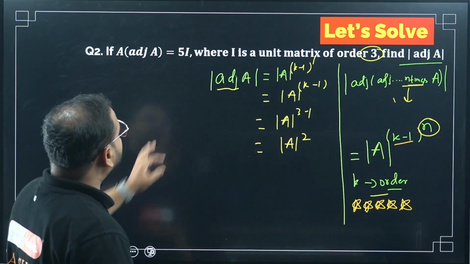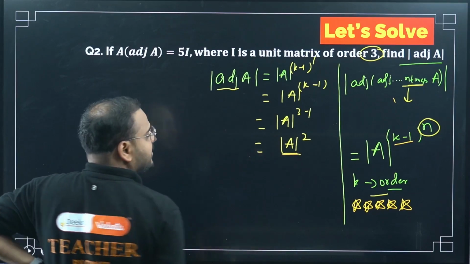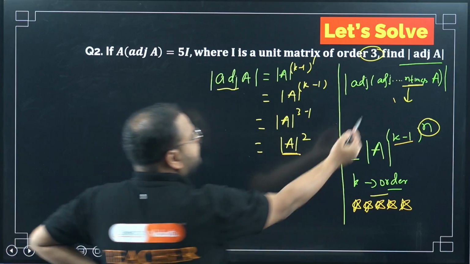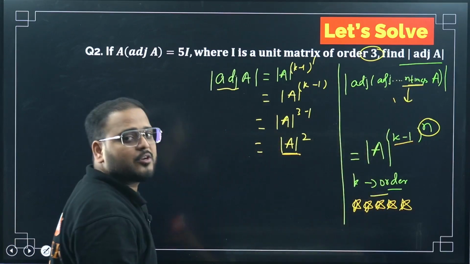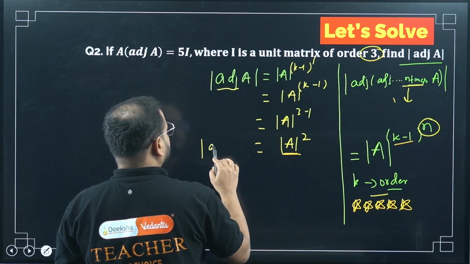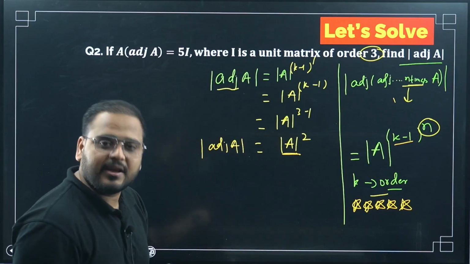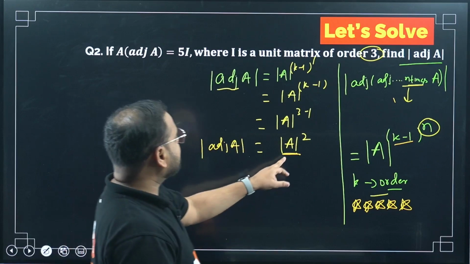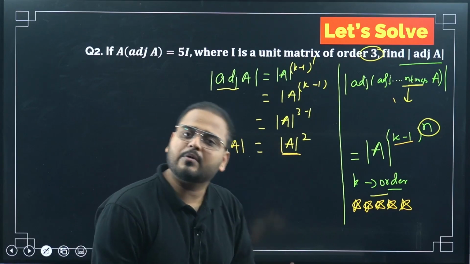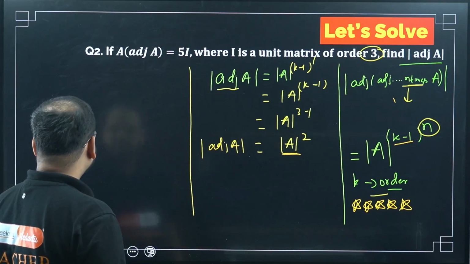So if somehow I can find my determinant of A, they ask us to find the determinant of adjoint of A. I just simplified this as: determinant of adjoint of A is determinant A the square. Am I right? So somehow if I can find the determinant of A, my question is done. Let's see how we can do that.